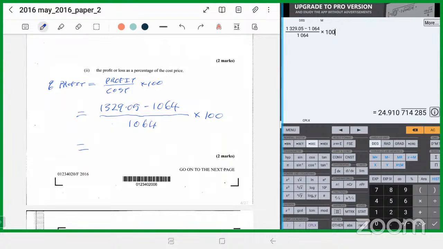24.910. But remember, we work with three significant figures, guys. When the question doesn't tell you how accurately you should give your answer, work with three significant figures. You don't have to guess. That's 24.9. That's three figures. I put on the percentage. That's the answer there. Okay with that?